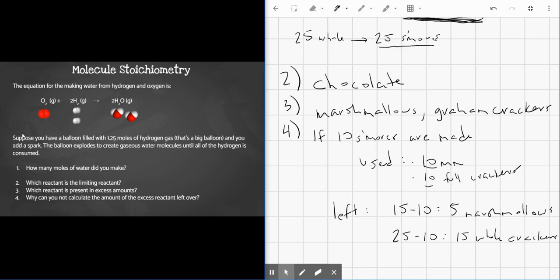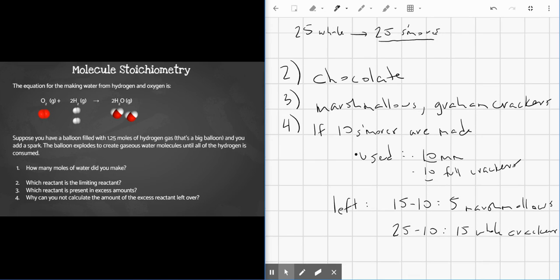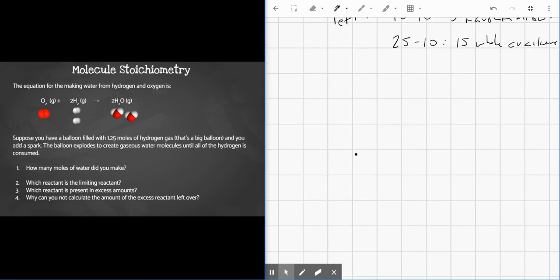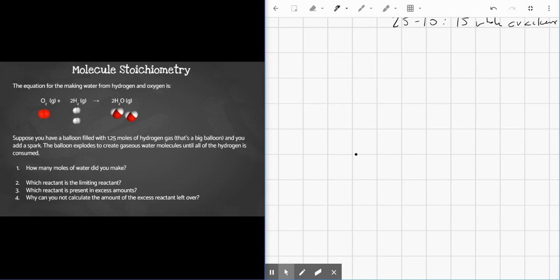Okay, so let's suppose that we have a balloon filled with 1.25 moles of hydrogen. That's a big balloon because 1 mole is 22.4 liters. And you add a spark, the balloon explodes to create gaseous water until all the hydrogen is consumed. I can answer number 2 just based on the wording of that question. Let's see if you guys can in a second. Okay, so first of all, number 1, how many moles of water did you make?